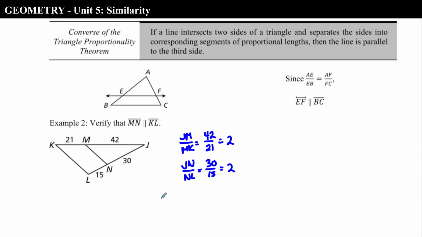So therefore, and this is your reasoning here, since JM over MK is equal to JN over NL, then you can say that MN is parallel to KL. That is the statement that you must make, because you have to give your reason for why they are parallel.